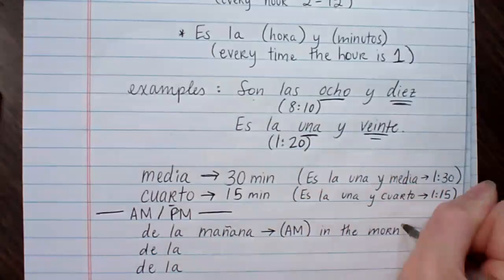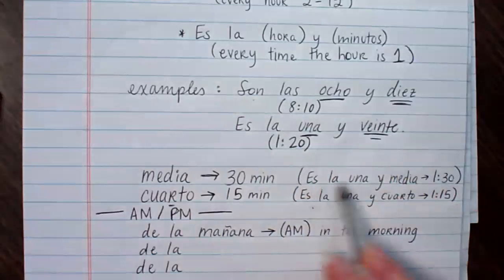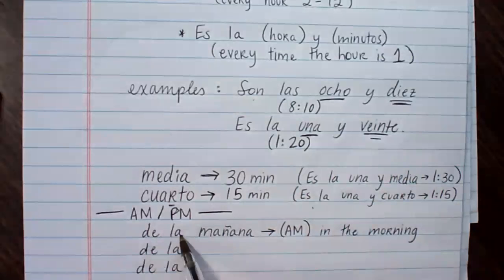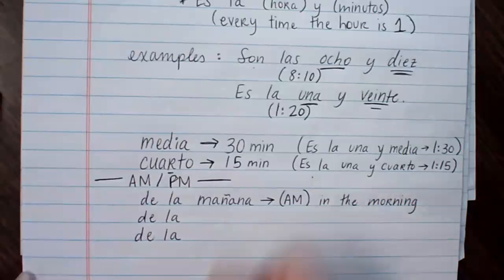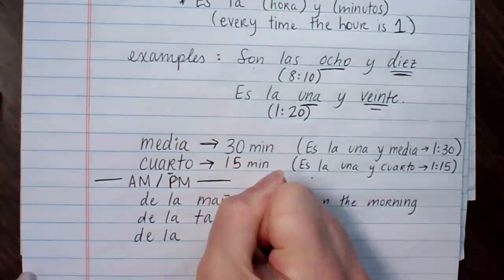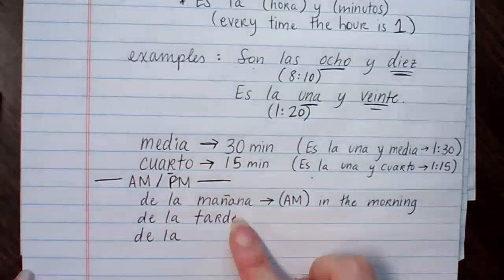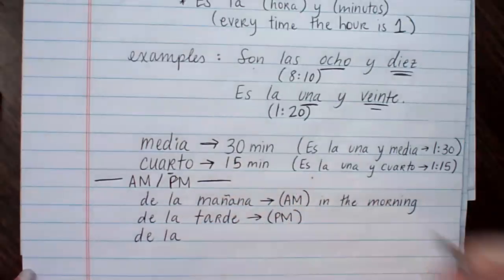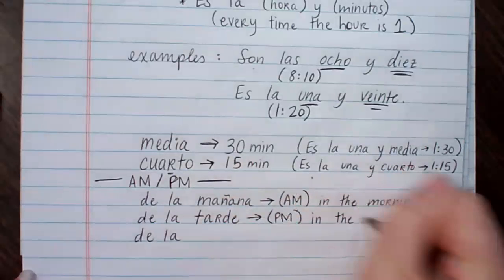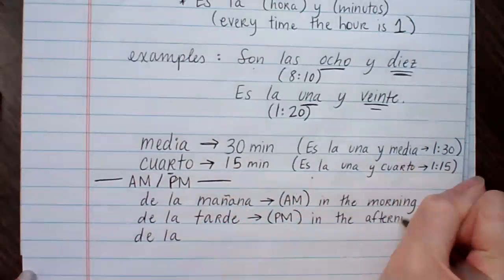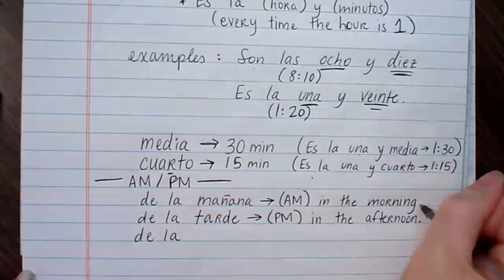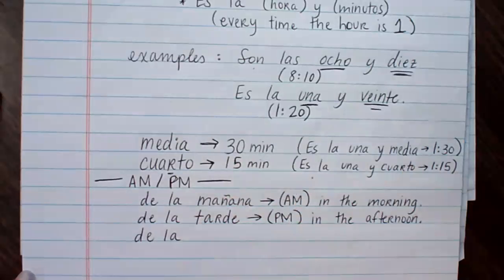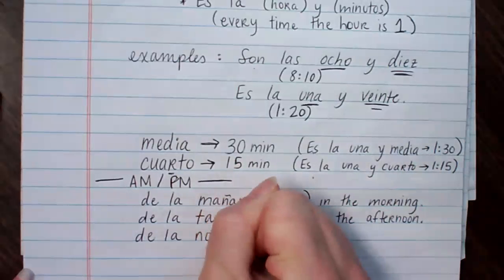So if I'm saying it is 1:30 in the morning, I would say es la 1:30 de la mañana. It is 1:30 in the morning. But if I want to say it is 1:30 in the afternoon, I just slightly change this phrase. So instead of saying mañana, I'm going to say tarde. So this is one option for PM, and it's specifically going to reference in the afternoon. And then to say at night, you have de la noche.